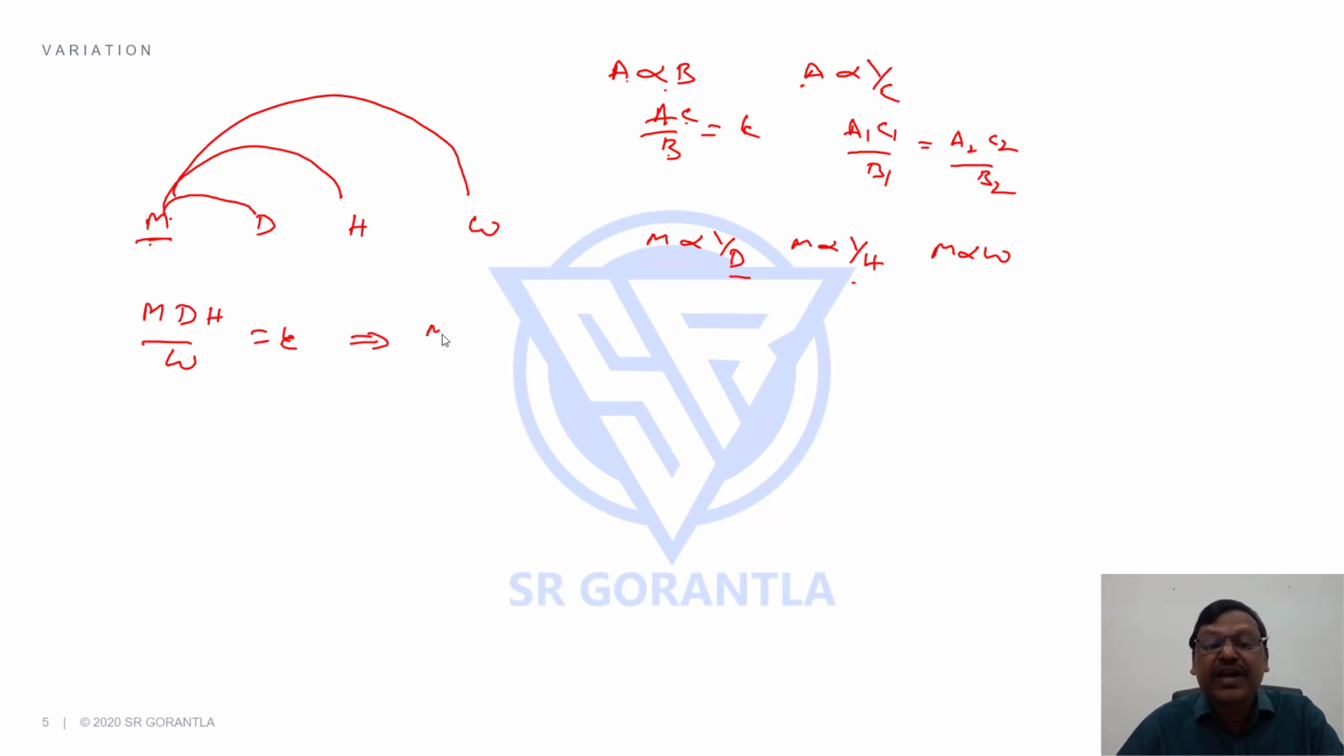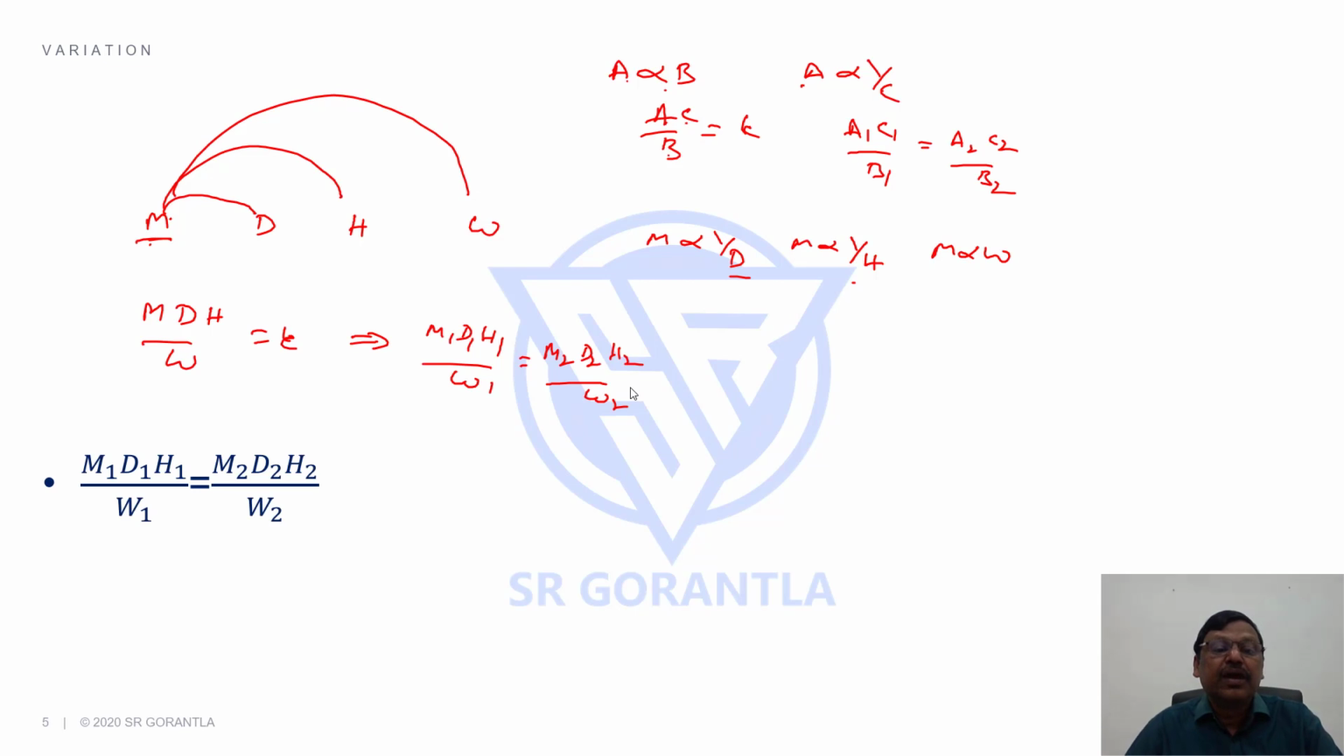In other words, we write it as M1 D1 H1 by W1 equals M2 D2 H2 by W2. You can see here. And you refer to any source of material that is available for time and work, you will find it as if it is a formula. This is not basically a formula, it is extension of variation concept, where direct variation we are saying ratio constant, inverse variation product constant, right? Now these are the basic concepts of variation. We'll use these concepts and solve few questions there.